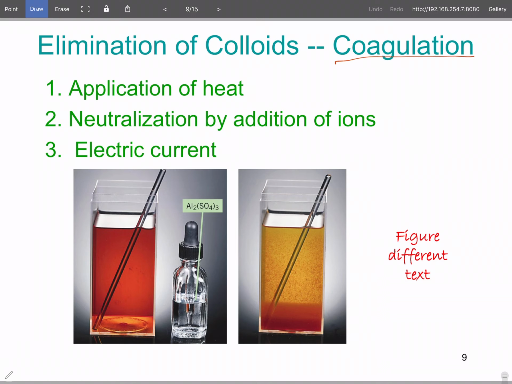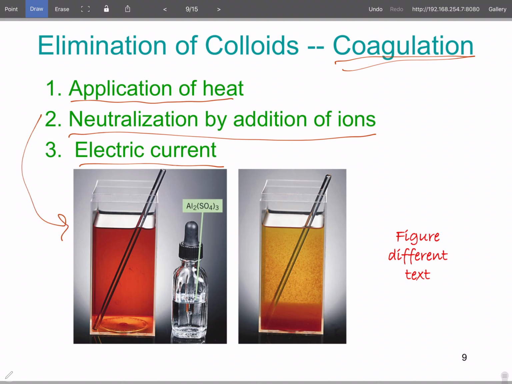Okay, well, we call getting rid of a colloid coagulation, because basically what you're going to do is allow them to come together, and when they come together they form a much larger particle which is much heavier, which will fall out of solution. Now, there are 3 ways to do it. The first one is the application of heat. The second is the neutralization or the addition of ions. And the third one is the electric current. Well, we're going to start with the second one because I have this pretty picture.